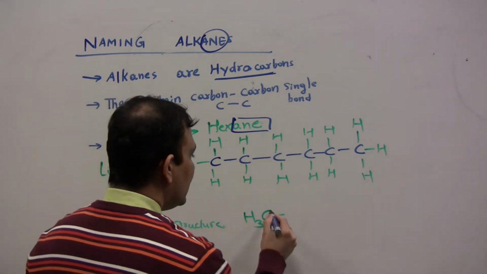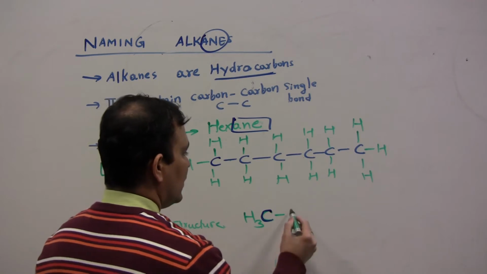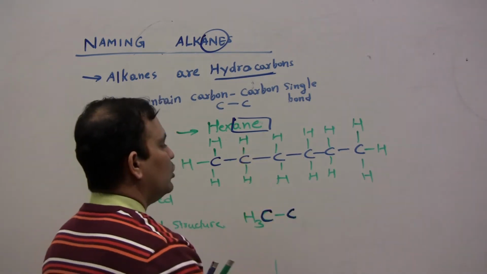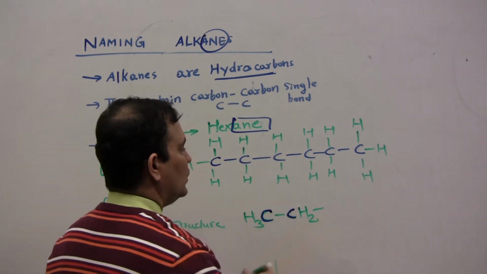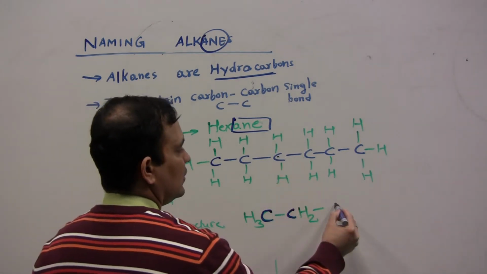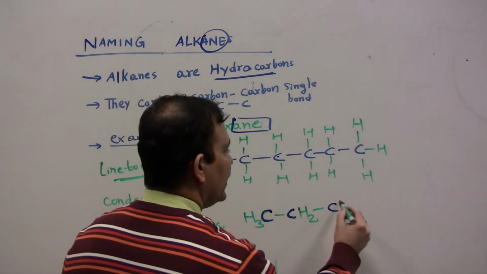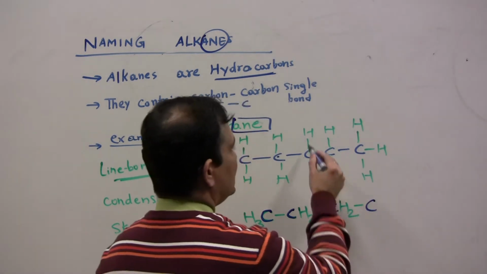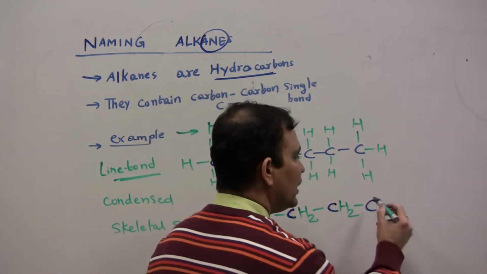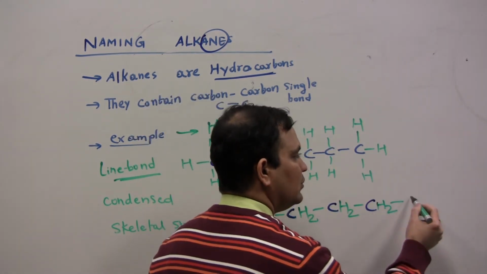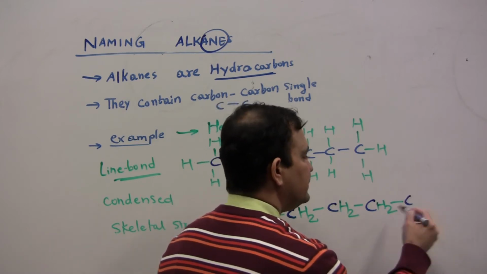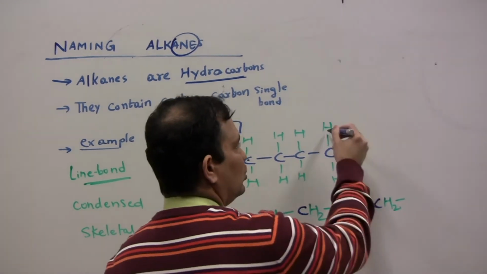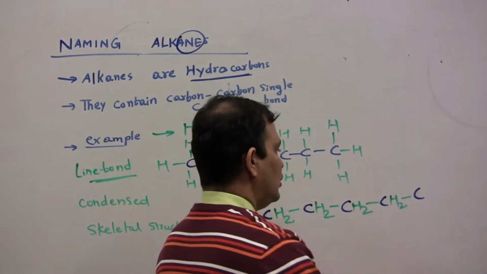Now if you see the next carbon atom, which is attached to 2 hydrogens, so we write 2. The third carbon atom is attached to 2 hydrogens, so we write 2 hydrogens. The fourth one is attached to 2 hydrogen atoms, so we write 2 hydrogen atoms. Similarly, the fifth one, 2 hydrogen atoms. And the last one is attached to 3 hydrogen atoms, so we write 3.